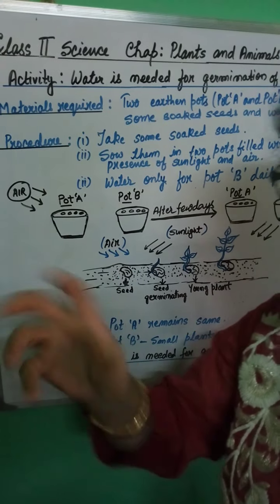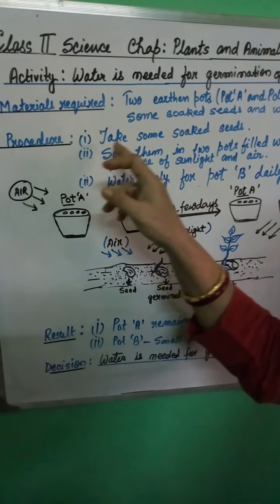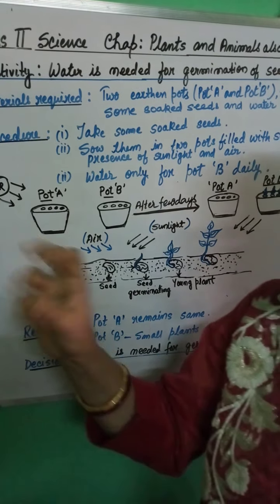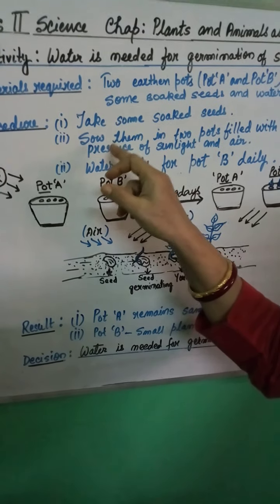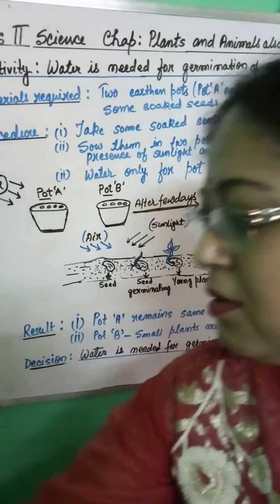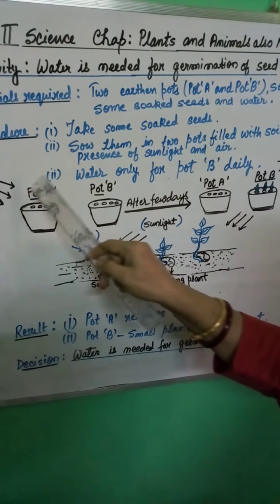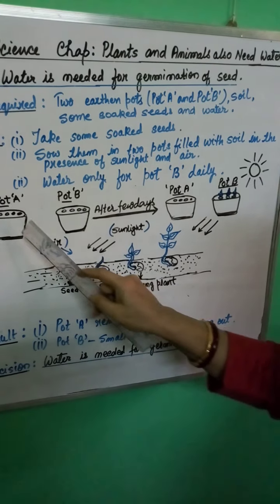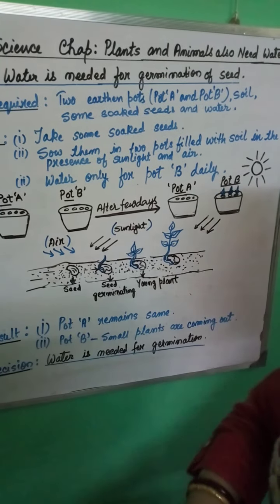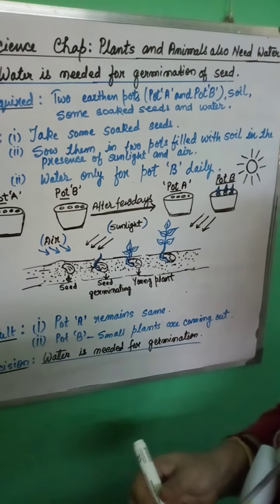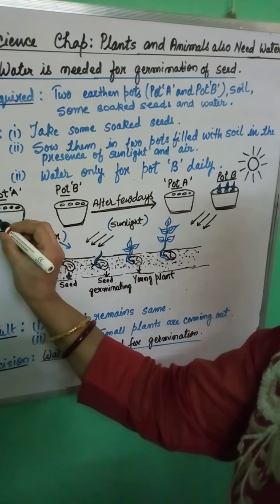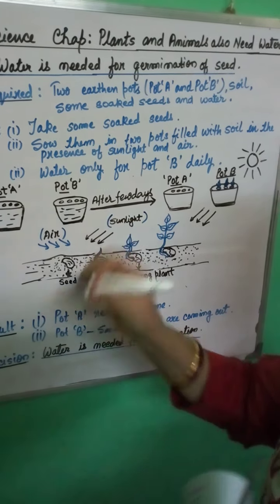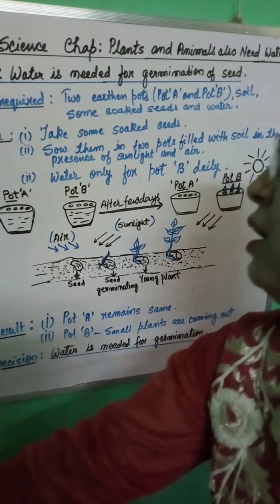Now, what is the procedure? Procedure means what is the process? First, take some soaked seeds. Second, sow them in 2 pots filled with soil. First we fill the pot with soil. The pot is filled with soil. Okay. This is soil, it is filled with soil.